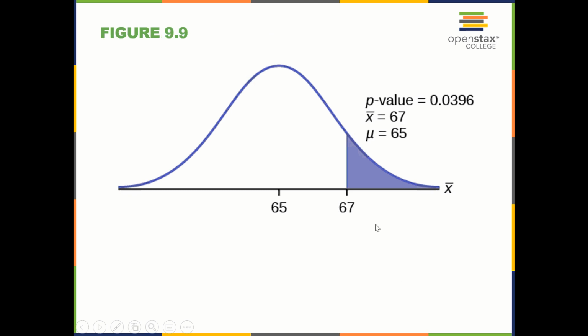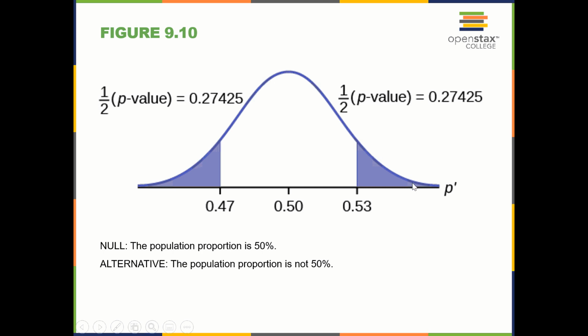Here's another example of a mean where we have the population mean assumed to be 65 and a sample result of 67. And this time the p-value is actually very small and it's less than a 0.05 probability. So in this case, we would reject the null hypothesis in support of the alternative.